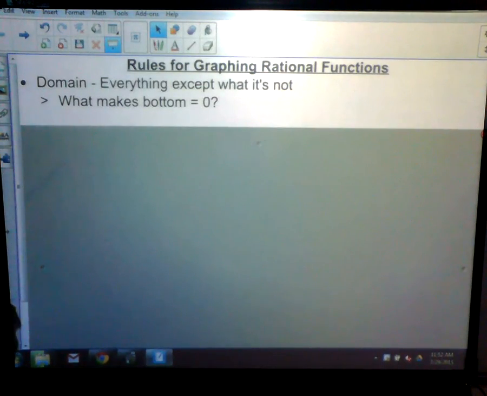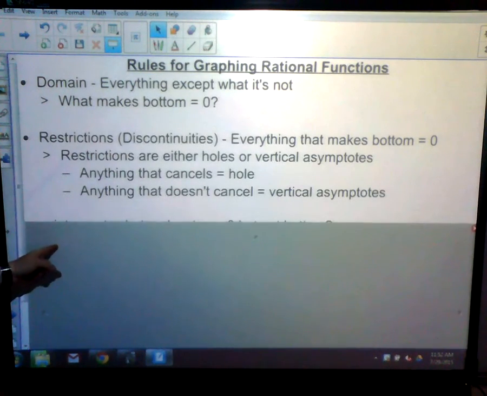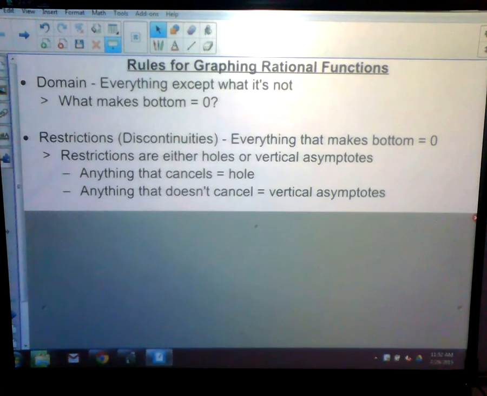The domain. The domain is everything except for what it's not. I know that sounds dumb, but it's everything except whatever makes the bottom zero. The restrictions, those are also called discontinuities. It's everything that makes the bottom zero. Restrictions are either holes or vertical asymptotes. If the factor cancels, it's a hole. If it doesn't, it's a vertical asymptote.